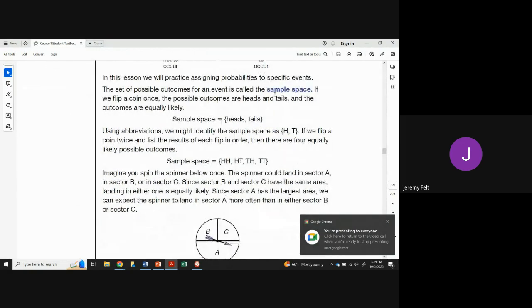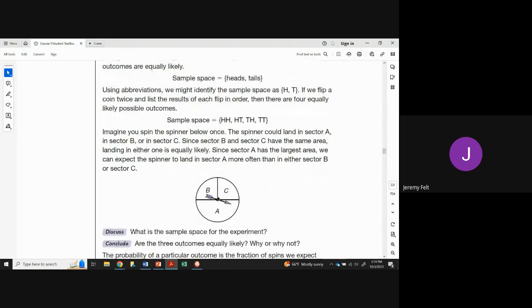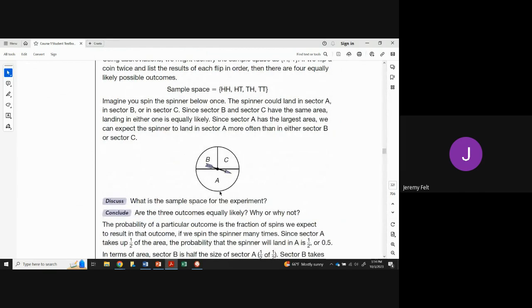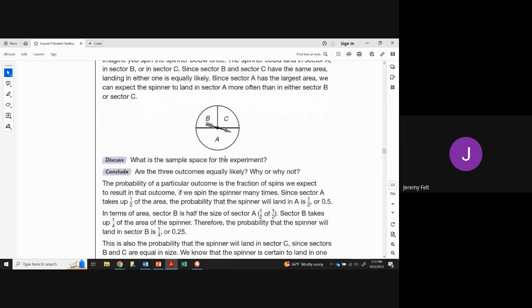Our sample space, that's a new term, that's all of our possible outcomes. So it can be written like this. If we're flipping a coin, spinning a spinner, we have to pay attention to the likelihood of them happening, though. So if we're looking at this spinner A, B, or C, well, clearly A has a better chance than B or C because it takes up half the circle, whereas B and C are only 1/4 of the circle.